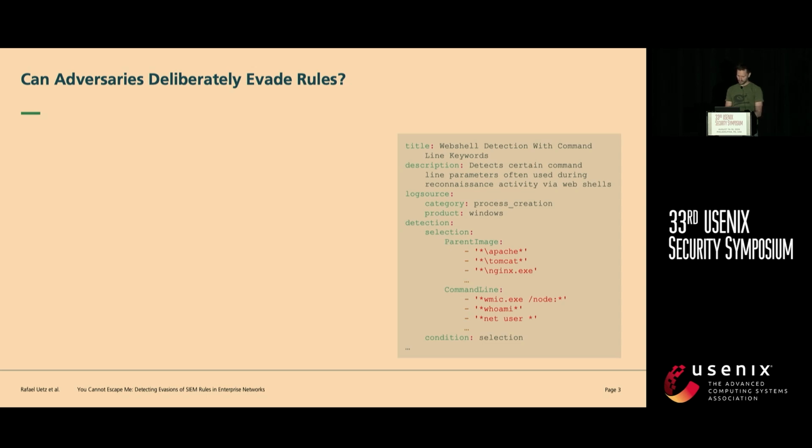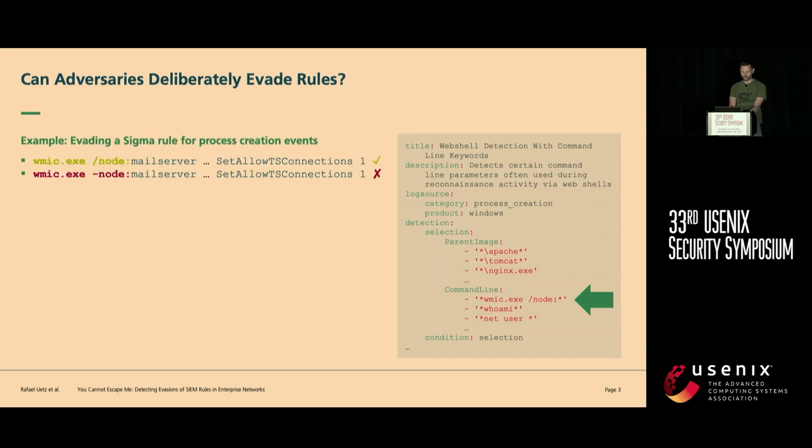And then we look at different command lines that might be suspicious. For example, if out of a web server a web shell is created that does some reconnaissance operation. Looking at this rule specifically, we see that this rule checks for wmic.exe, which is the Windows Management Instrumentation Console. And we have a /node parameter behind that. This command can, for example, be used to enable remote desktop connections on remote machines, which is something that attackers might be interested in.